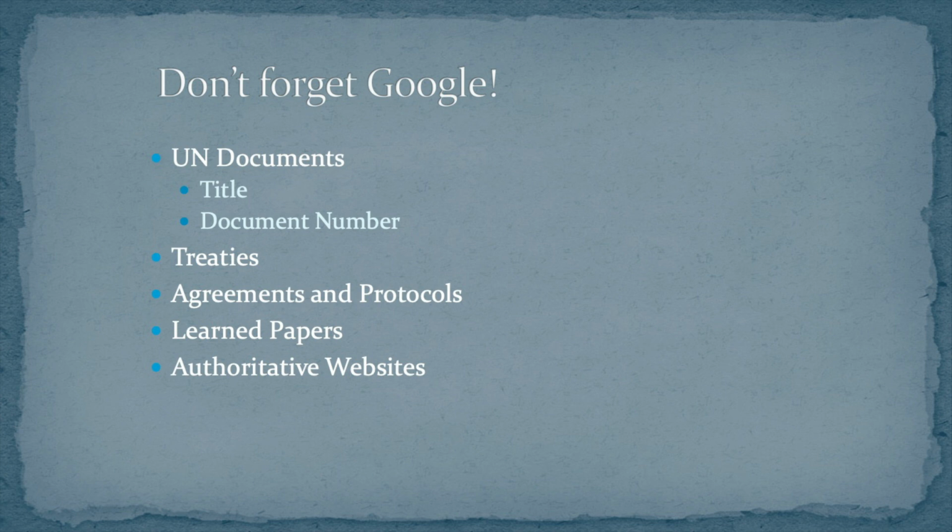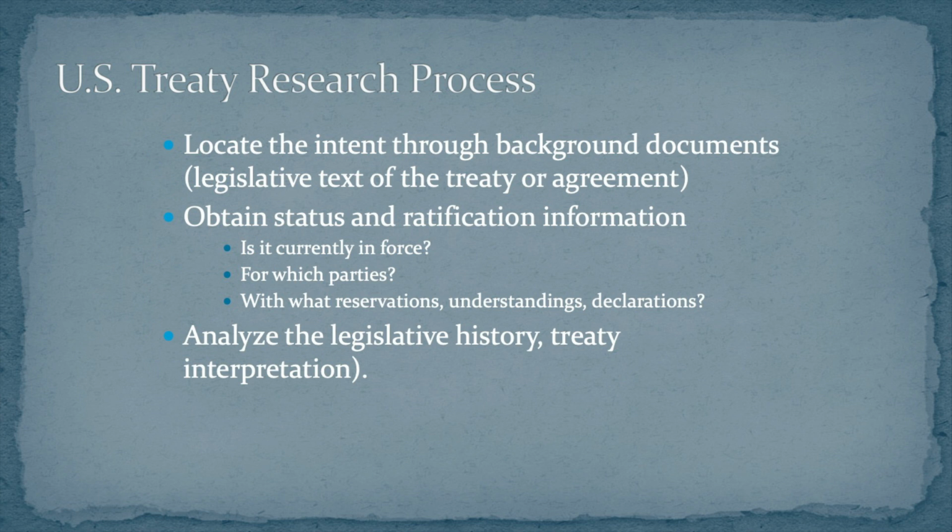So one of the things about having something named like this, treaties in force, is that it sounds like this is the ultimate place to find all treaties in force that the United States is a party to. Keep that in mind as we move forward. Other parts of the U.S. treaty research process: you must locate the intent through background documents, right? You have some legislative texts, particularly if we're doing changes at the statutory level. You can obtain status and ratification information, right? When it actually went through the Senate for its 2/3 vote.